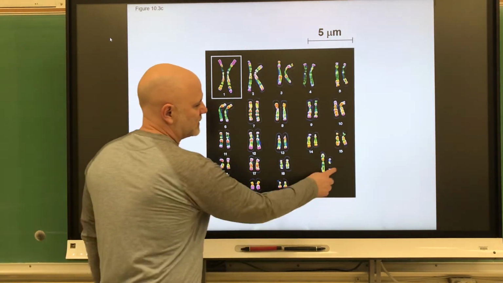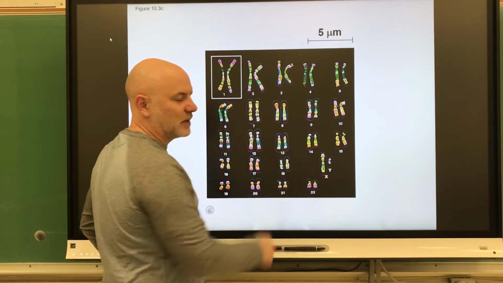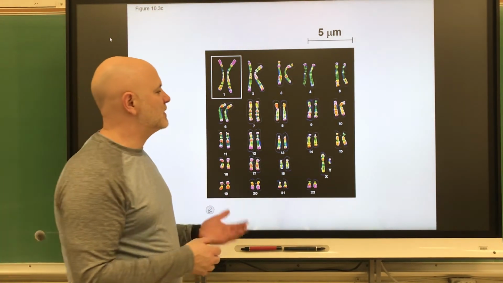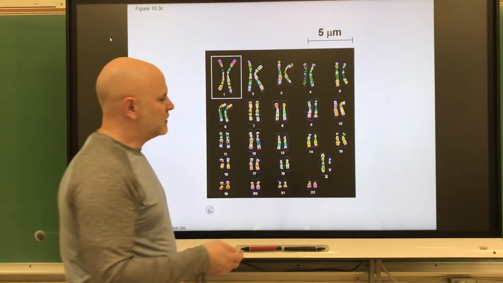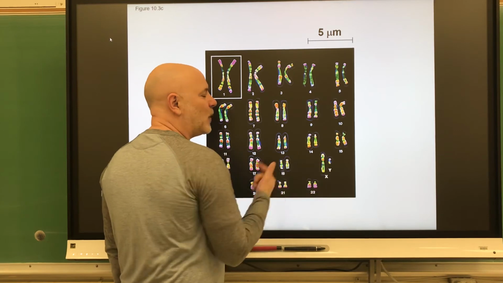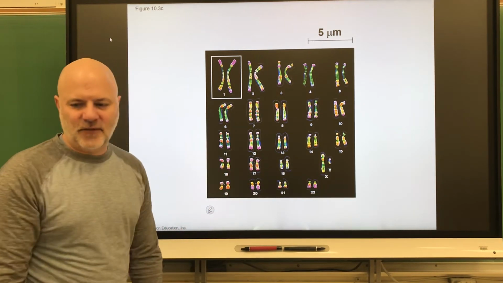Next are the sex chromosomes. So this is showing a male here, so that's sex chromosomes. These are chromosomes that determine whether an individual is male or female, all right? So there's only one pair or two chromosomes here. So XY is male, XX is female.